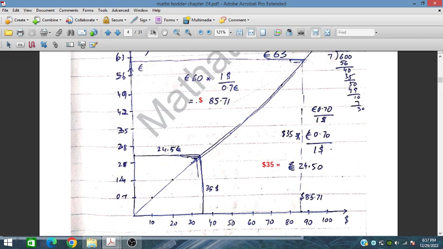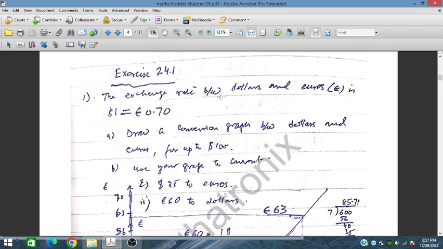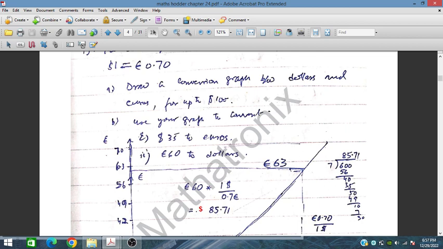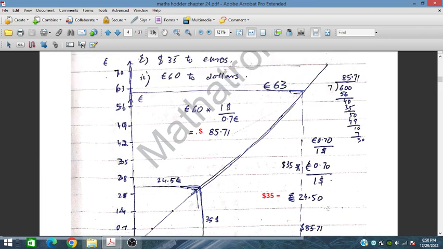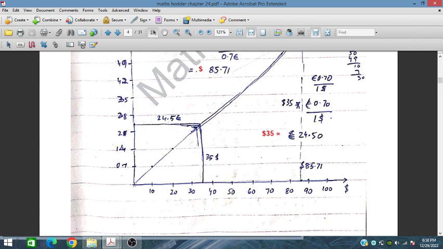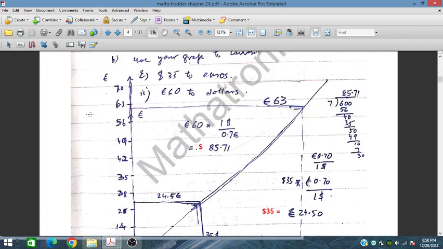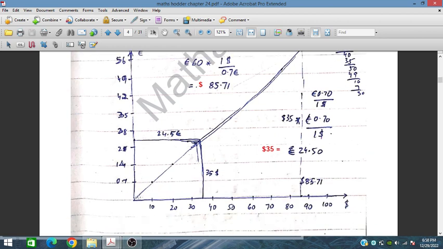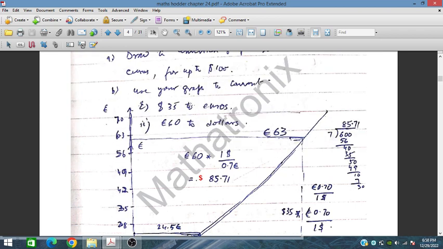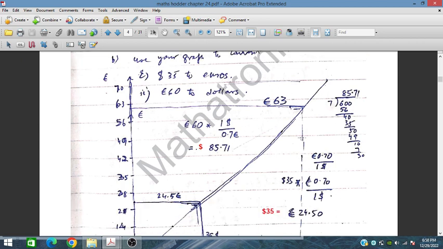So we know that this 70 euros is equivalent to this $100. So we have drawn this point, and this 0 is here. So we have drawn this from 0 to 70, and we make this straight line intersecting this point.